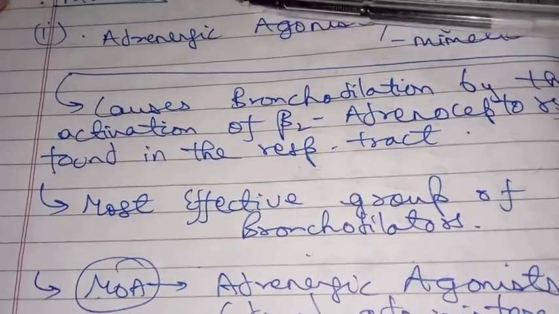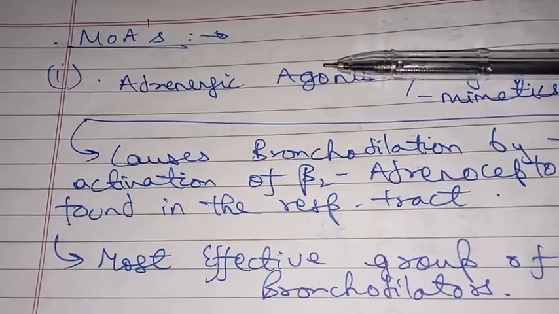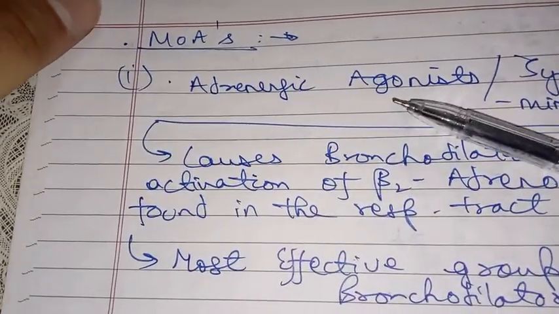Okay, so the mechanism of action of bronchodilators is what we will be discussing today. In the last lecture, we discussed what bronchodilators are and their classification. All of this we discussed in the previous lecture. So today we will be discussing the mechanism of action of different classes of bronchodilators.